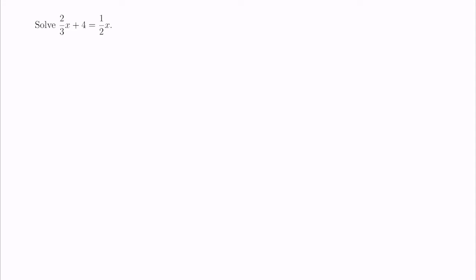The first step in solving the equation 2/3 x plus 4 equals 1/2 x is recognizing what type of equation this is. Since the only variable, x, occurs twice, and these x's are not raised to any power, I recognize this is a linear equation.